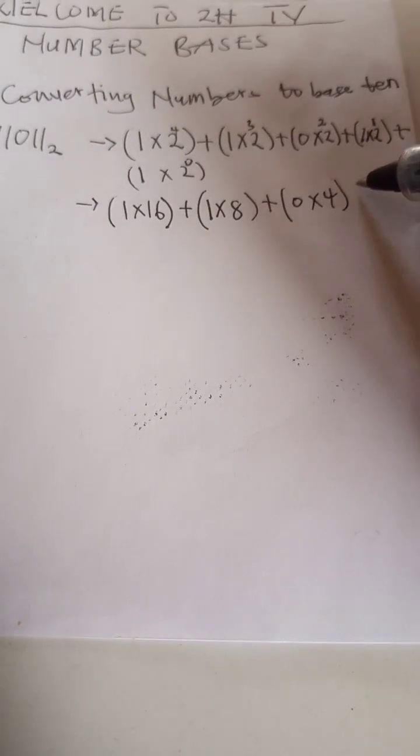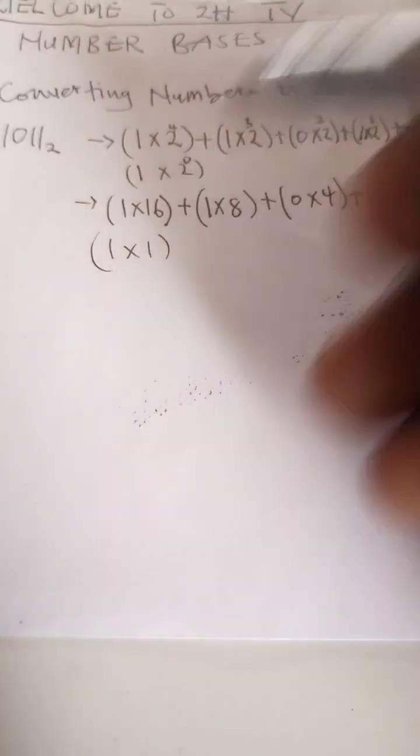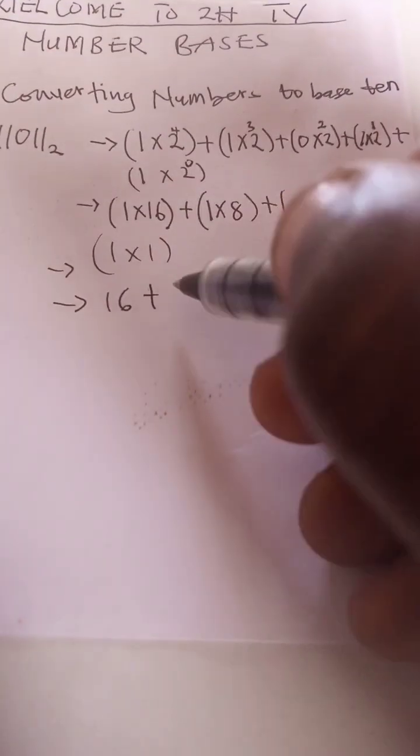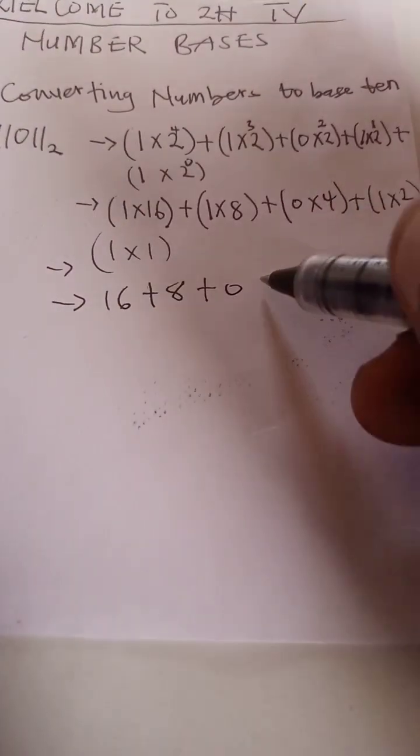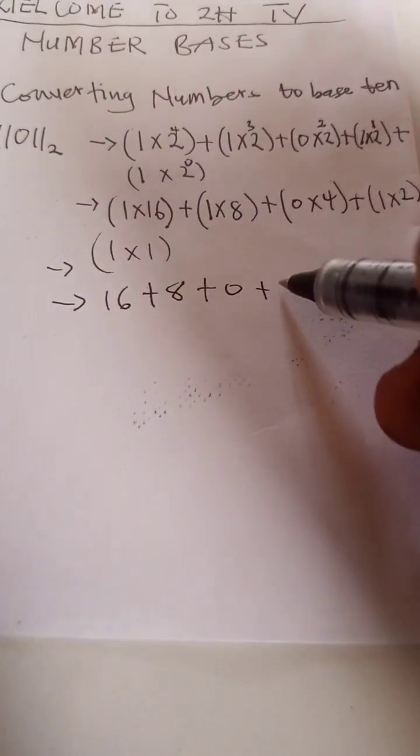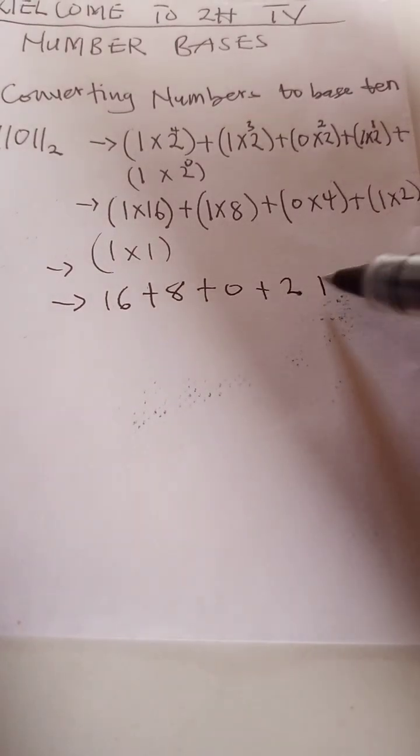Then plus 1 times 2 power 1, that's 2. And the last bracket, 1 times any number raised to the power 0 is what? 1. So we just try to sum it up. So 1 times 16 is 16, 1 times 8 is 8, 0 times 4 is 0, 1 times 2 is 2, 1 times 1 is 1.